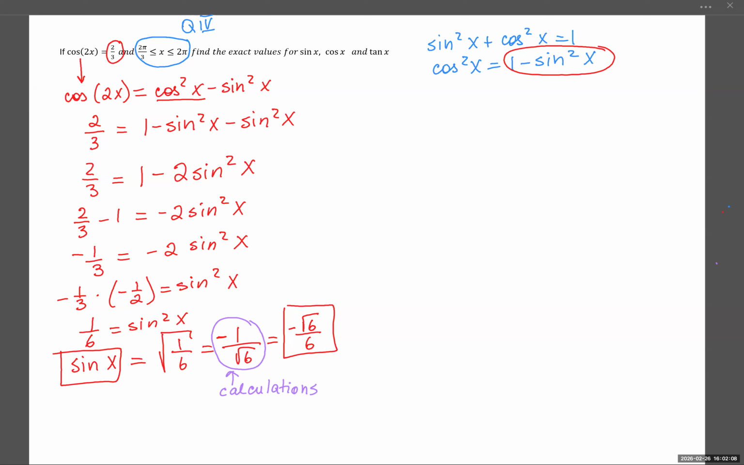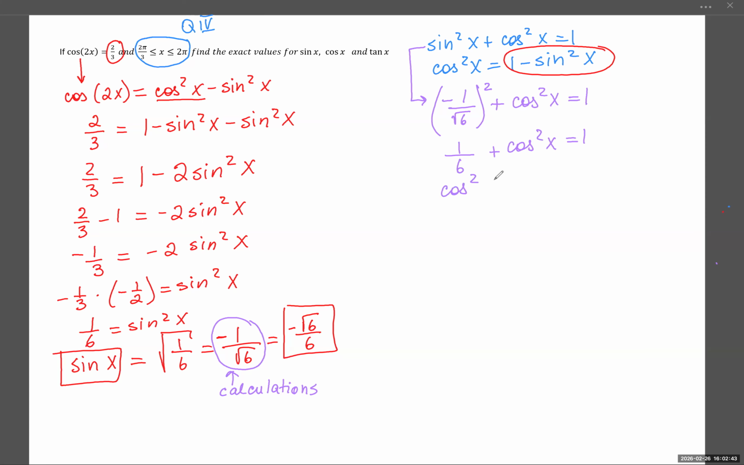Okay, I'm going to go back to this formula right here. Sine squared x plus cosine squared x equals 1. Sine of x, I just found. It's negative 1 over the square root of 6. That's the value I'm going to use for calculations. We have to square it because that's what the identity says. Plus cosine squared x equals 1. Now, when we square the negative 1 over the square root of 6, we're going to get 1 over 6 plus cosine squared x equals 1.